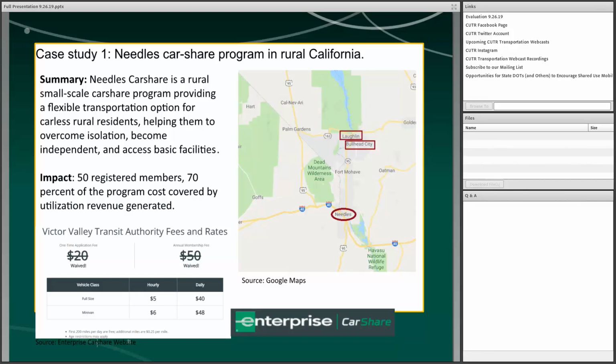Most of the time, residents in this community split expenses to share the minivan and go to a particular location. This successful small-scale rural car share program has gained national attention, and the revenue generated from the program has paid off most of the costs associated with running it. So this is one successful car share model for rural communities.